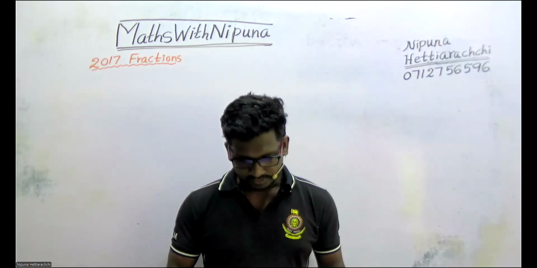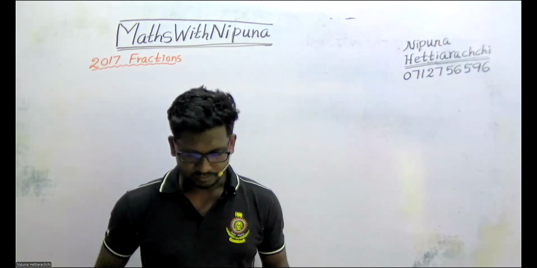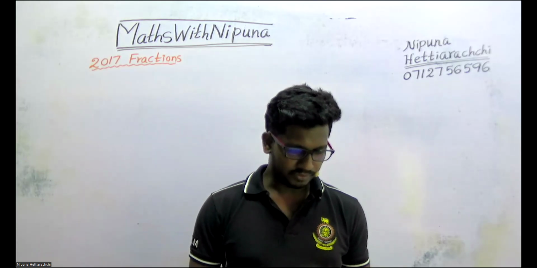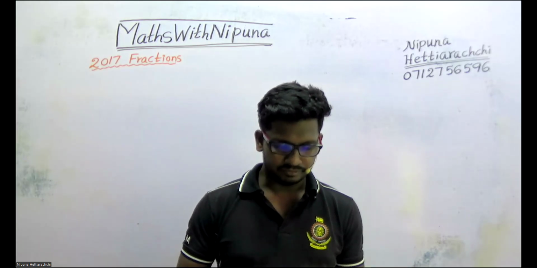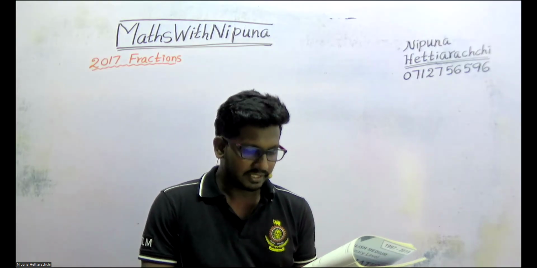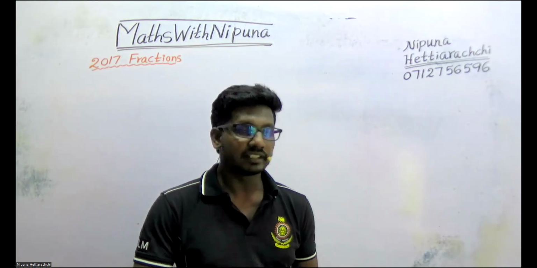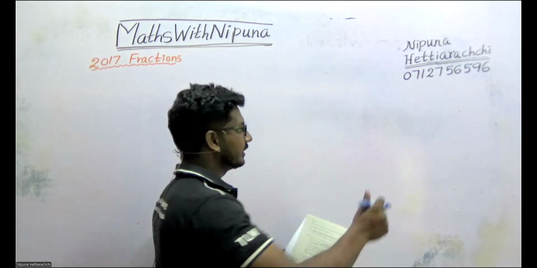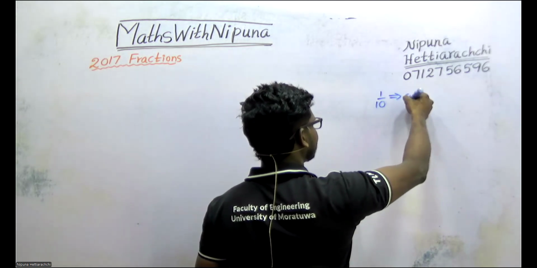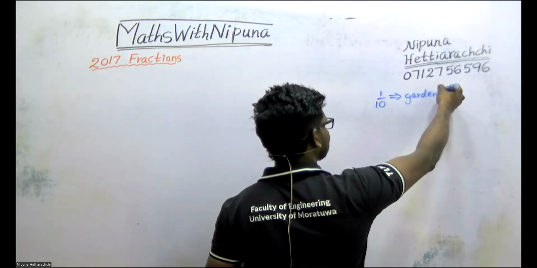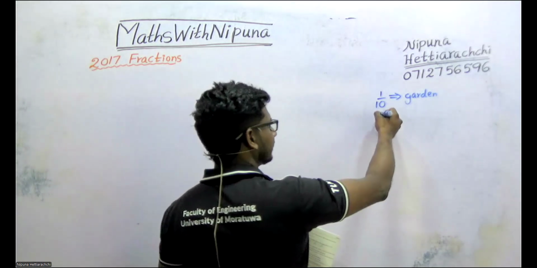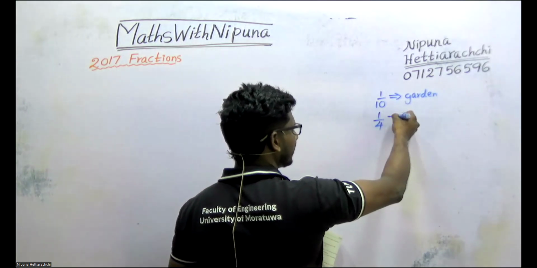A household water tank is completely filled with water. 1/10 of the water in the tank is used to water the garden, and 1/4 is used for bathing. Let's write the details. 1 out of 10 is for watering the garden. And another 1/4 is used for bathing. Another 1/4, not from the remaining.